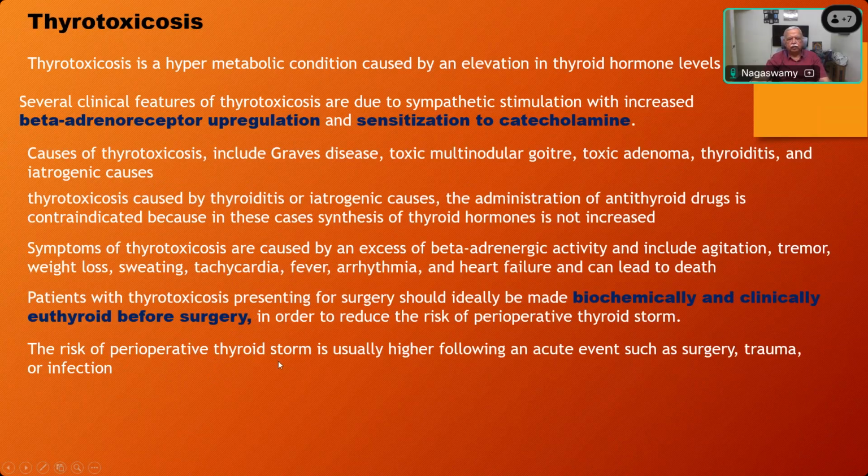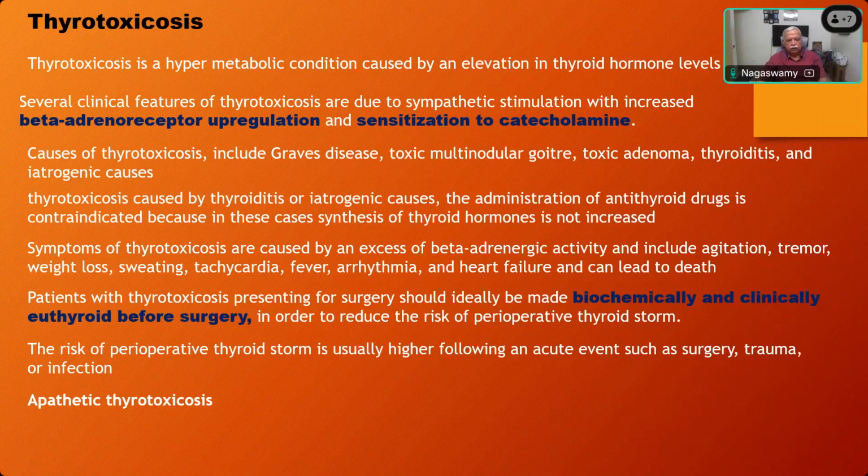So the risk of perioperative thyroid storm is usually higher following acute event like surgery, trauma, or infection. So even if a patient is not undergoing surgery, a thyrotoxic patient who already exhibits the increased activity of the beta adrenergic system will have the chance of going into thyroid storm if there is an injury to them or even a febrile illness. So that is the reason why hyperthyroidism should be controlled very well.